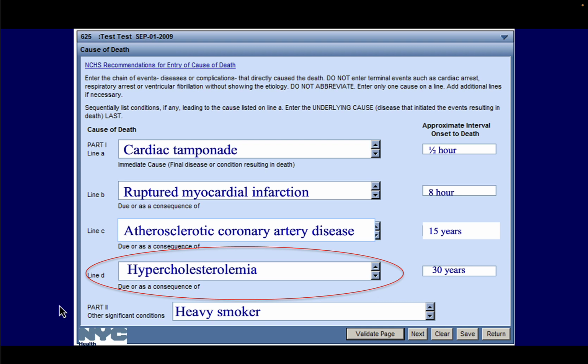And they go on in line C to say that the myocardial infarction in line B was due to, as a consequence of, atherosclerotic coronary artery disease that had been going on for about 15 years. And in line D, the provider documents that the atherosclerosis in line C was due to or as a consequence of hypercholesterolemia, or high cholesterol, that had been going on for 30 years.